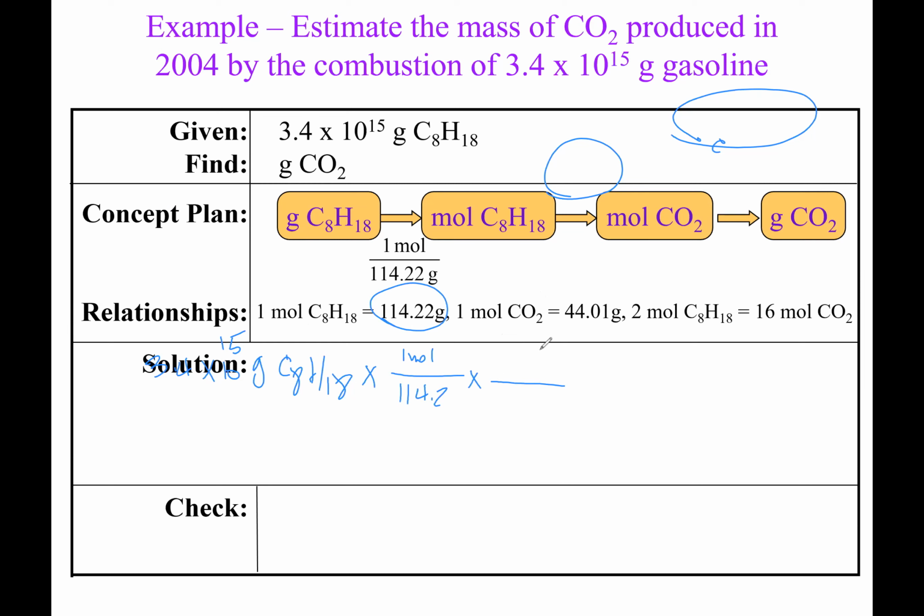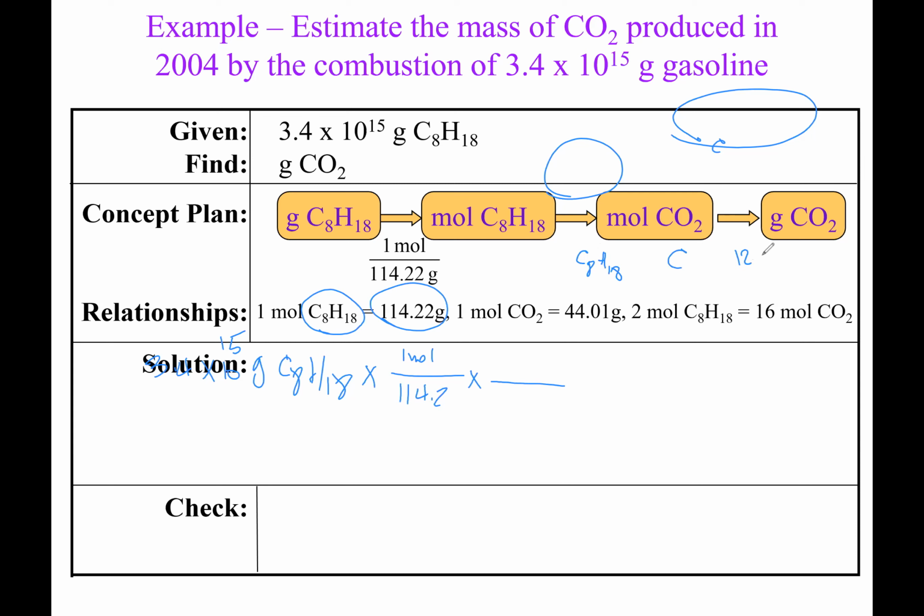And Professor? Yes. How do you know that 1 mole of C8H18 is 114.22? Good question. Let's calculate that. We have H18. To find the mass for 1 mole, basically you're calculating molar mass. And in order to calculate molar mass, you need to have your periodic table handy. So this compound for every mole contains 8 carbon. So carbon, you have 12 grams.